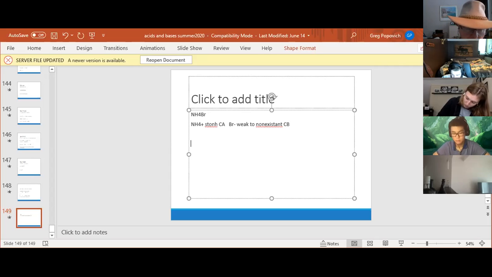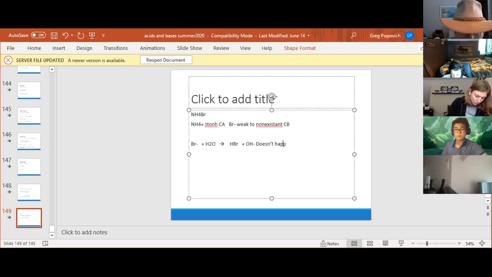All right. We have Br minus plus H2O. What it's supposed to do is grab the H to make HBr, leaving OH minus, right? Yes. It doesn't happen. Br minus is not strong enough to pull that hydrogen off of water. So it doesn't happen. So the solution stays acidic.